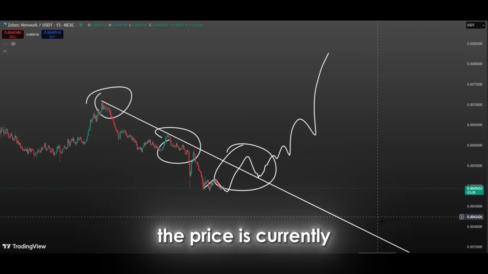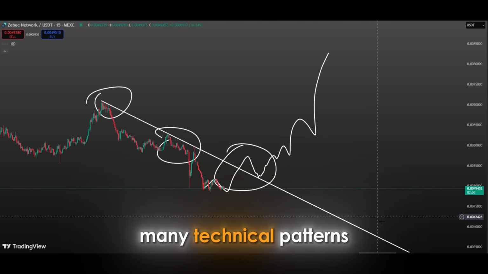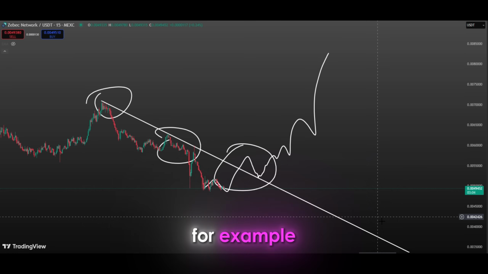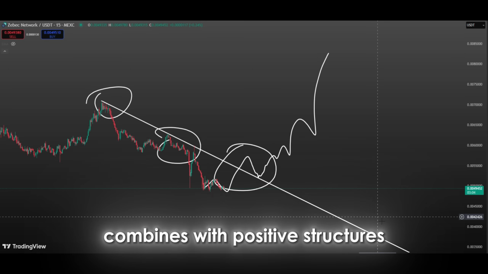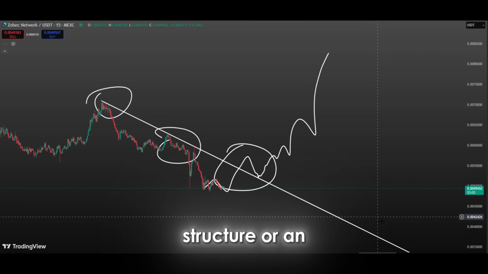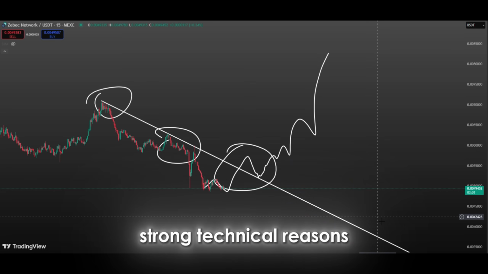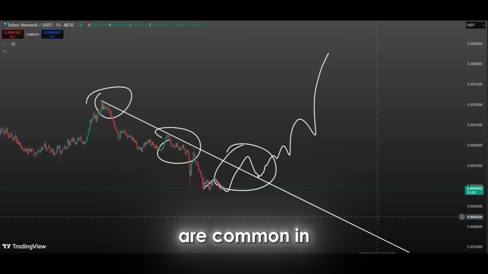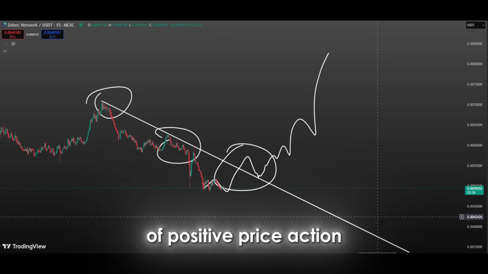The fact that the price is currently preparing to break above this downtrend makes for a very exciting picture. Moreover, many technical patterns are likely to be triggered if this breakout materializes. For example, if this breakout combines with positive structures such as a cup and handle pattern, a double bottom structure, or an ascending triangle, there are very strong technical reasons to move targets higher. Such scenarios are common in technical analysis and are considered by traders as the beginning of positive price action.